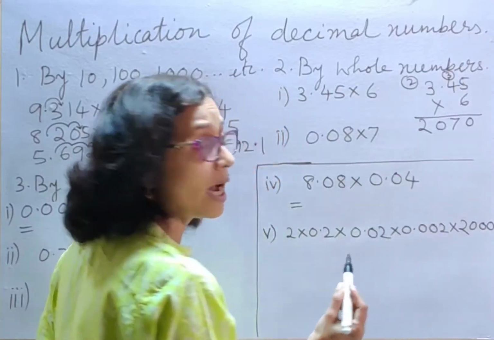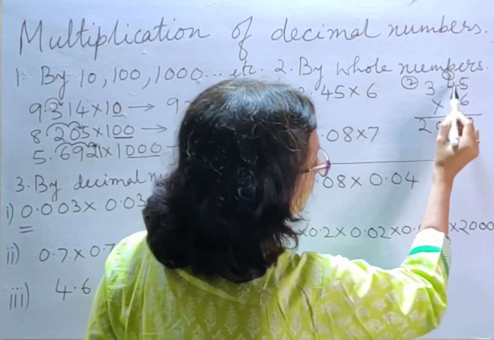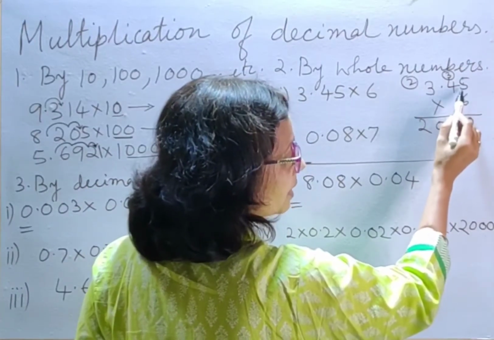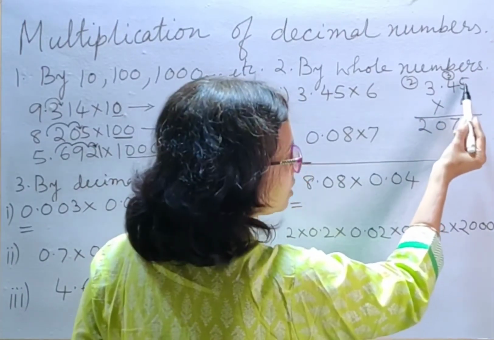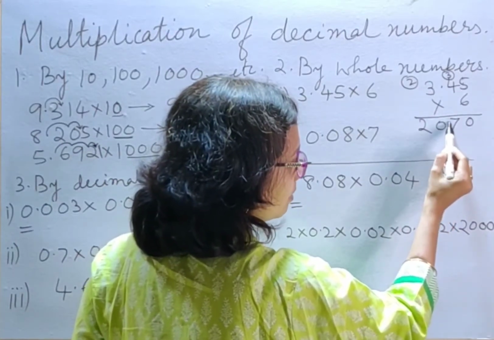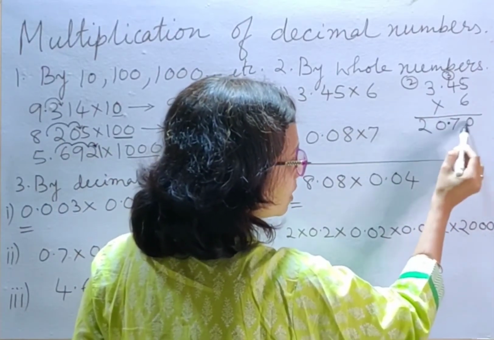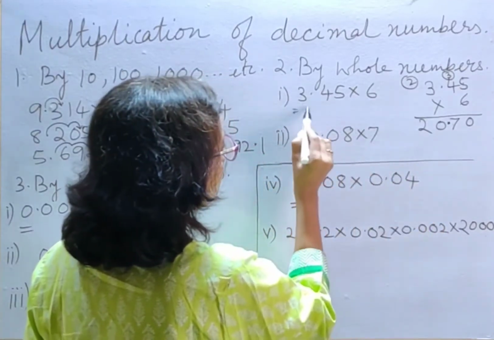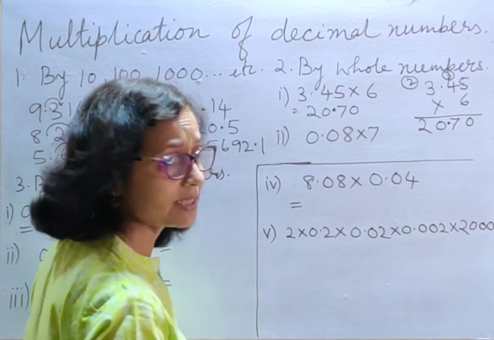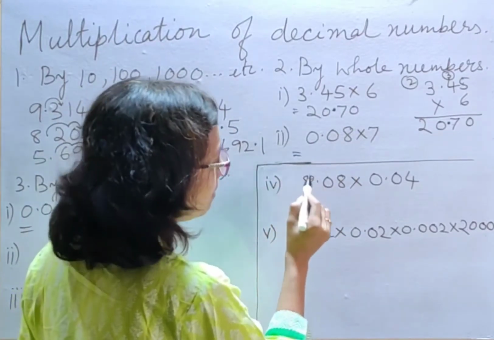Now you have to see how many decimal places are there in your multiplication. In the first multiplication, the first number has 2 decimal places, 1, 2. So from the right you have to place your decimal point before 2 numbers. So it becomes 20.70.